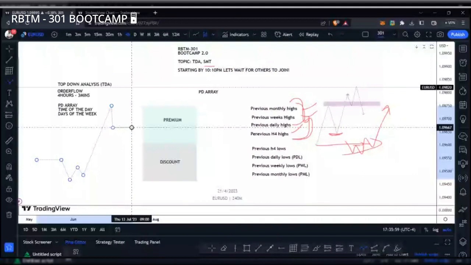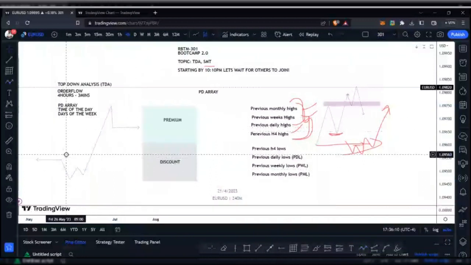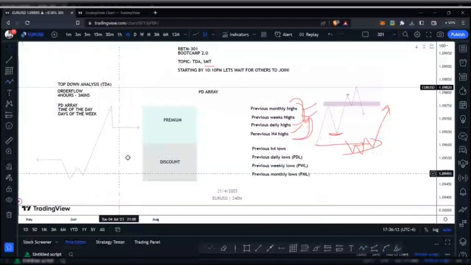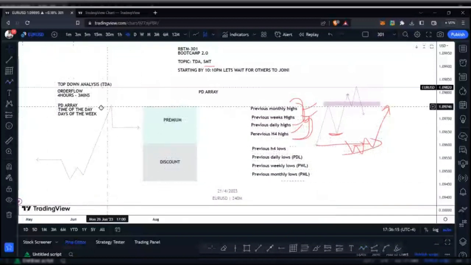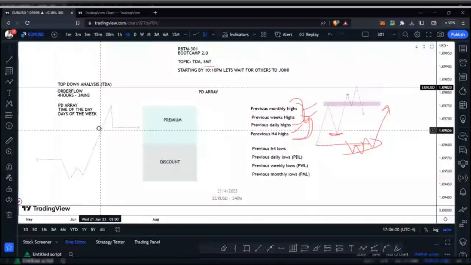Remember we said that. Now, this happens on every time frame. Remember I said that also, that this happens on every time frame. Now, I want you to picture this in a weekly time frame. If that week is going to be bullish, what is going to happen first?